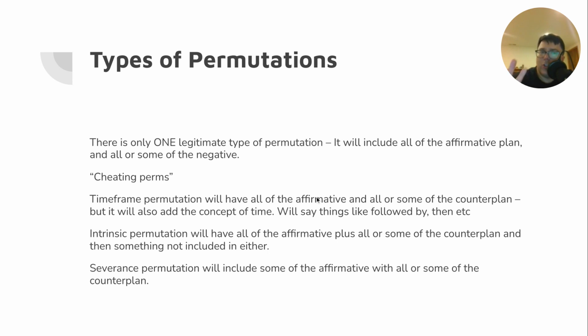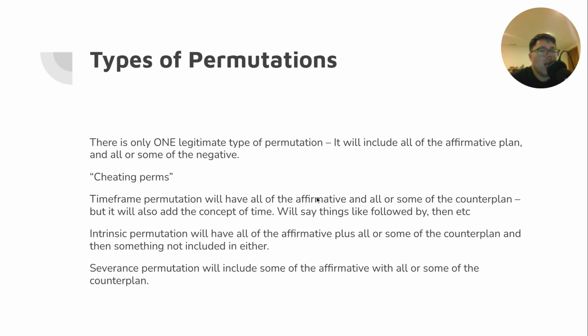A second type of cheating permutation is an intrinsic permutation, which does all of the affirmative plus all or some of the counterplan, and then something not included in either. So it could be go to McDonald's to get a McFlurry and go to Wendy's to get their French fries because they're better. That would be an intrinsic perm because while it does go to Wendy's, which was in the counterplan text, it purchases something different from that counterplan text.